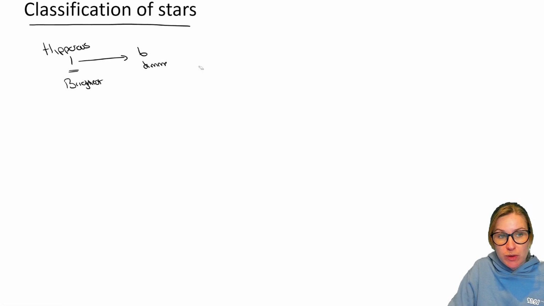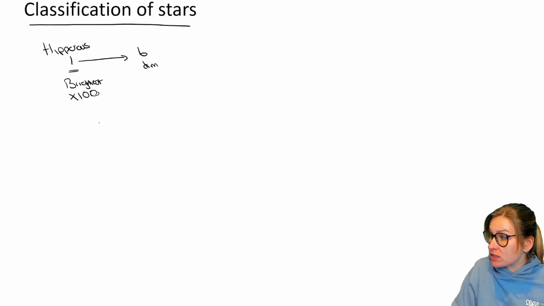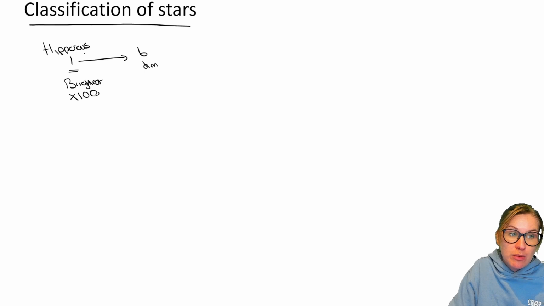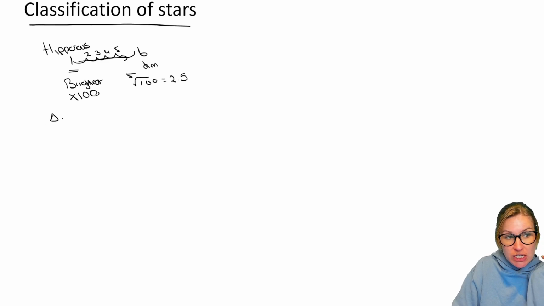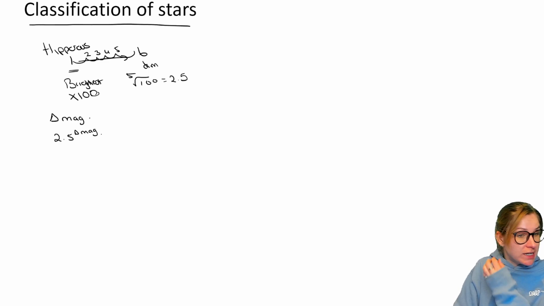The difference between his class 1 stars and his class 6 stars was that a class 1 star was 100 times brighter than a class 6 star. So that's when we had a catalog of scales. If you look at the numbers, there's 1, 2, 3, 4, 5 different steps. If you take the fifth root of 100, you get the number 2.5. So for every change in magnitude, all you have to do is take the number 2.5 and raise it to the power of that change in magnitude. You can then compare the brightness of the stars.